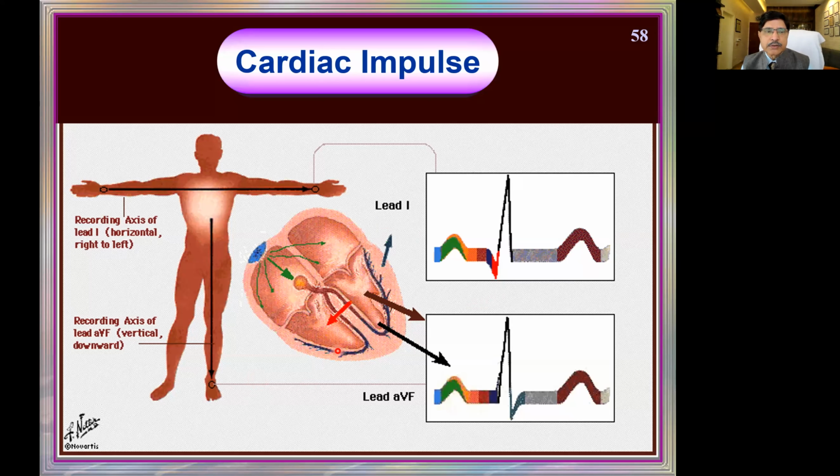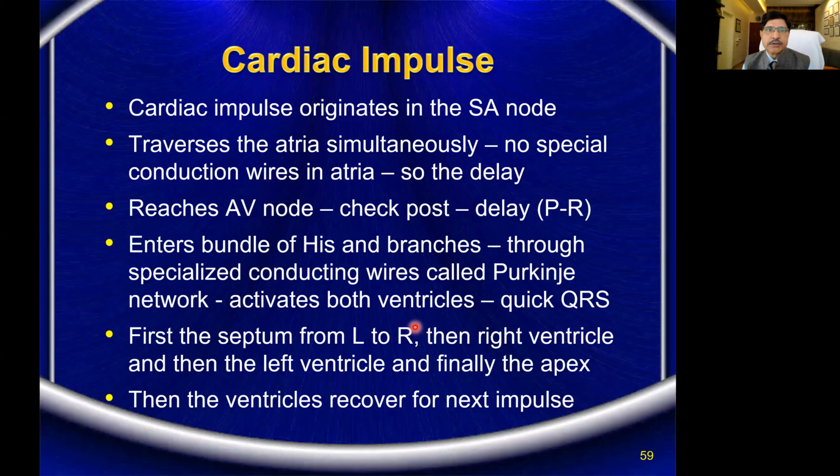Now, let us go a little further and see how this is important. The cardiac impulse originates in the SA node and traverses the atria with no special conducting wires, so it takes a little time, that is 0.12 seconds. It reaches the AV node, which is the check post, causing the delay, the PR interval, PR segment. The PR segment is around 0.08, that is the delay there. It enters the bundle of His and branches through specialized conducting wires called the Purkinje network, activates both ventricles, and a quick, crisp QRS is produced. This is called a narrow QRS or normal QRS.